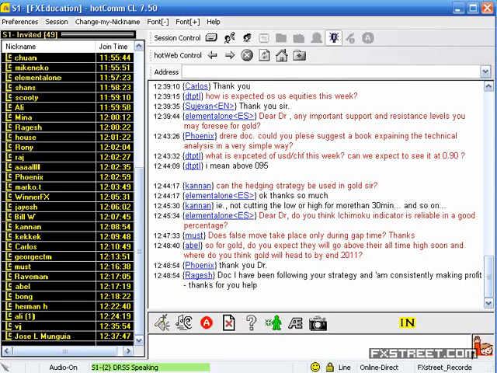Then element stone. I think Ichimoku indication is reliable, a good percentage. Okay, fine. You can use it. I don't want to comment on every statistical analysis. Let me tell you honestly, the probability of success varies from one statistical analysis to another.